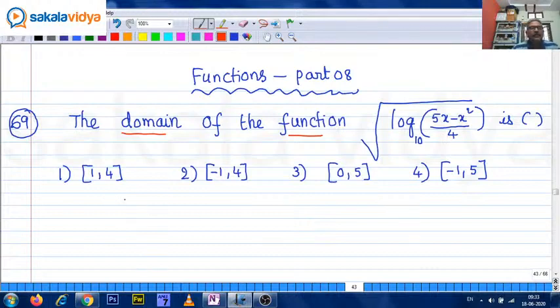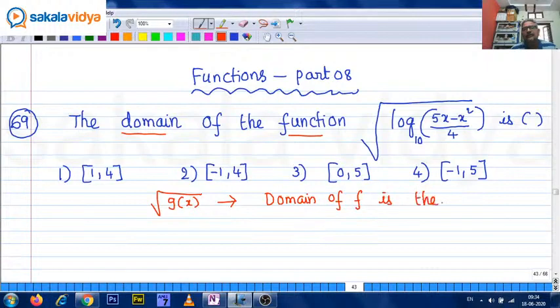Here the basic fact we need to remember is that this will be in the form of root g of x. That means the domain of f is the solution set of g of x greater than or equal to 0. Right.